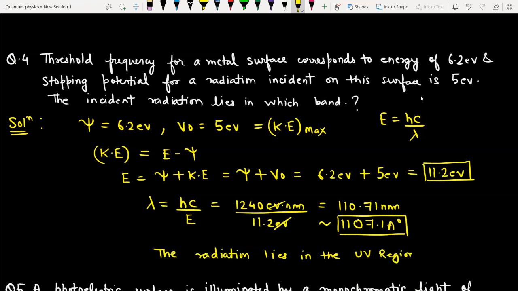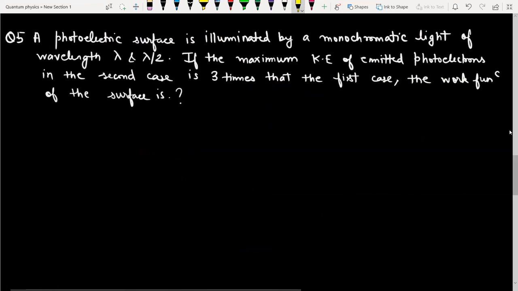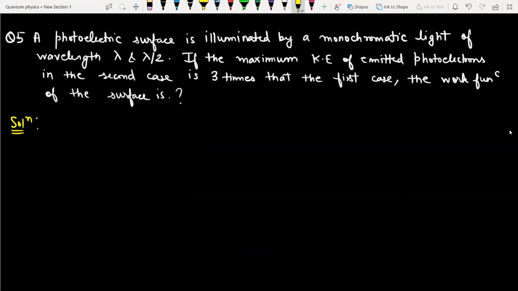Let's move on to the next problem. We have question number 5. It says that a photoelectric surface is illuminated by monochromatic light of wavelength lambda and lambda by 2. If the maximum kinetic energy of emitted photoelectrons in the second case is 3 times that in the first case, the work function of the metal is.